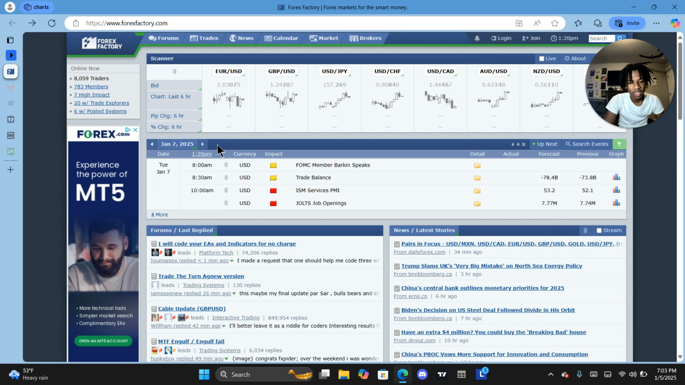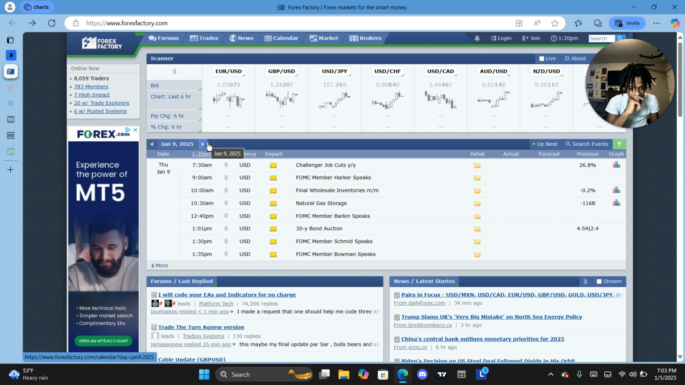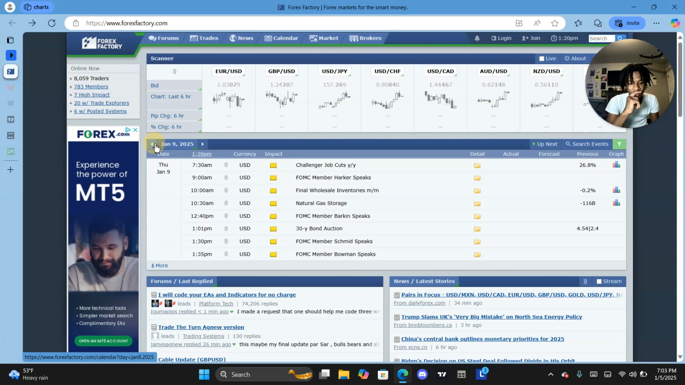The 7th at 10 a.m. we have two red folders: job openings and PMI. Okay. Wednesday we have three red folders. Interesting. Okay, we'll take that into consideration. A bunch of yellow folders on Thursday, and Friday three red folders all at 8:30 as well. That's going to be a lot of volatility.